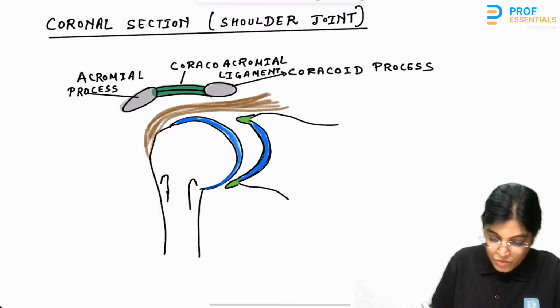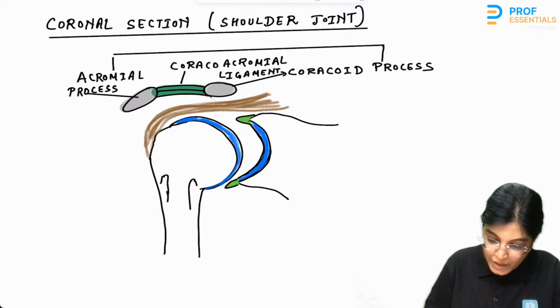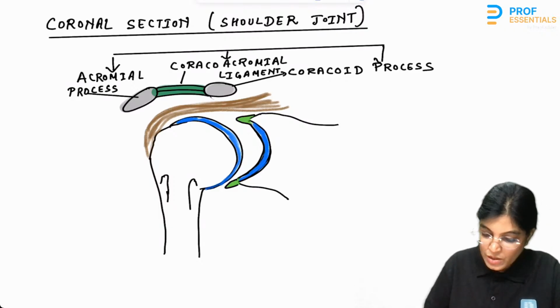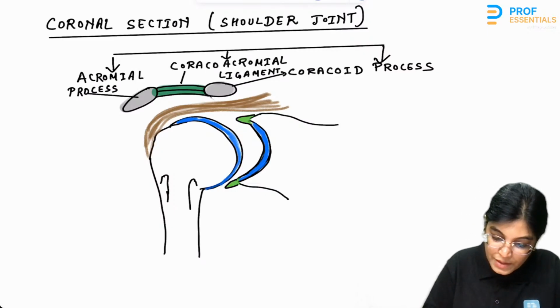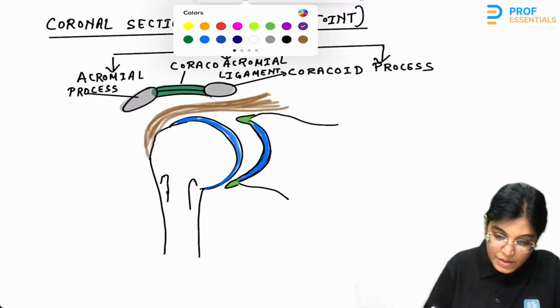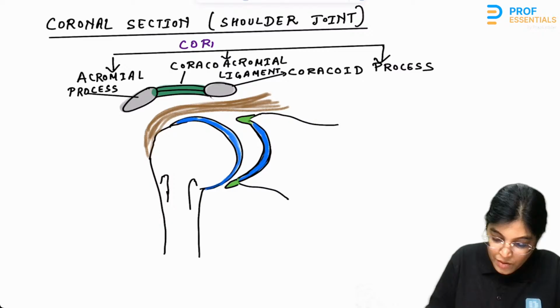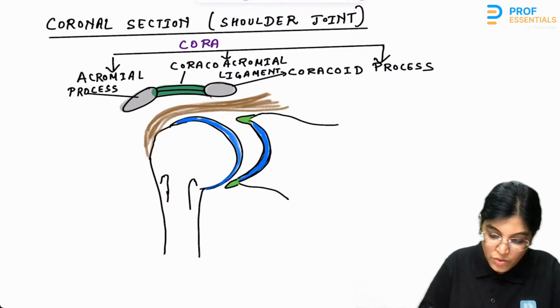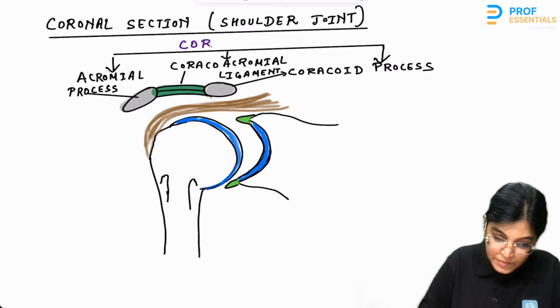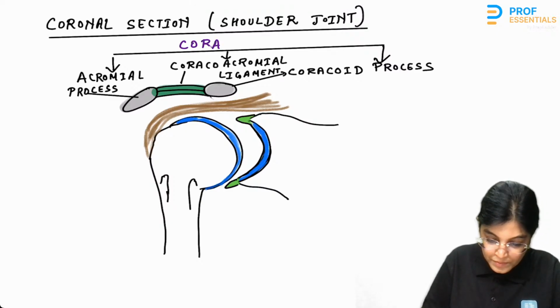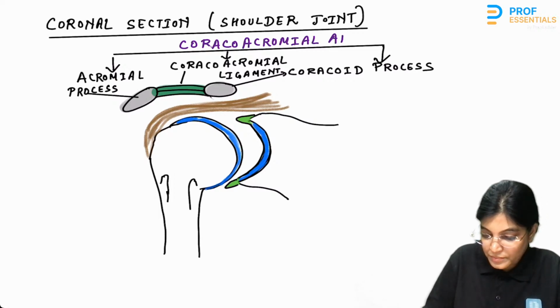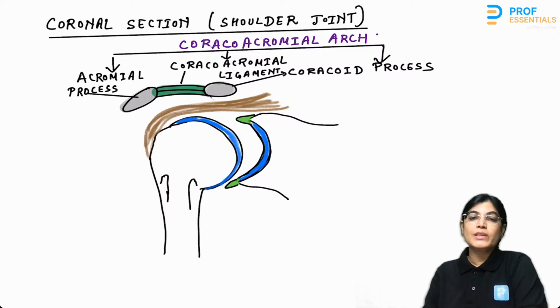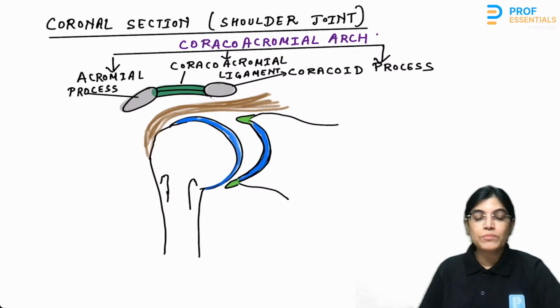Okay, so if we connect these three structures together, that is the acromial process, the coracoid process, and the coracoacromial ligament, this together is called the coracoacromial arch. So we have seen the important structure which is supporting the shoulder joint from the superior aspect.